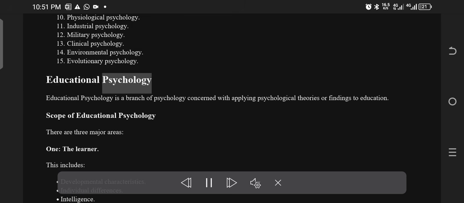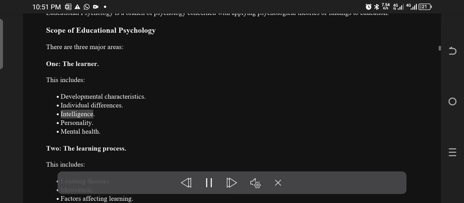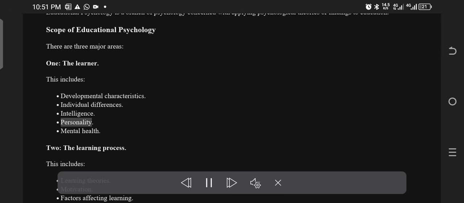Educational psychology. Educational psychology is a branch of psychology concerned with applying psychological theories or findings to education. Scope of educational psychology. There are three major areas. 1. The learner. This includes developmental characteristics, individual differences, intelligence, personality, mental health.